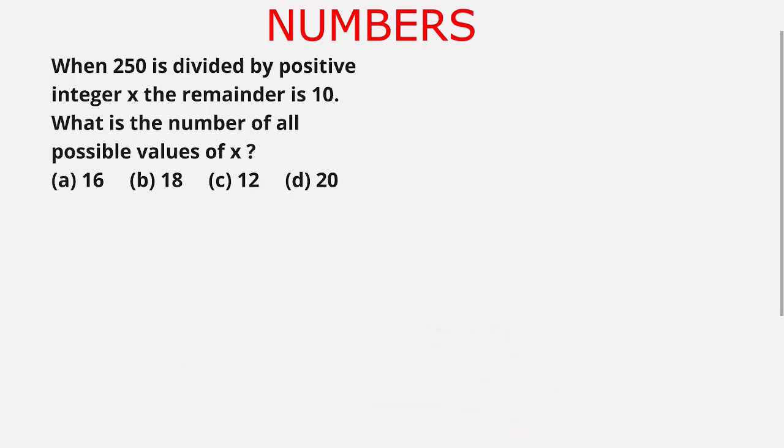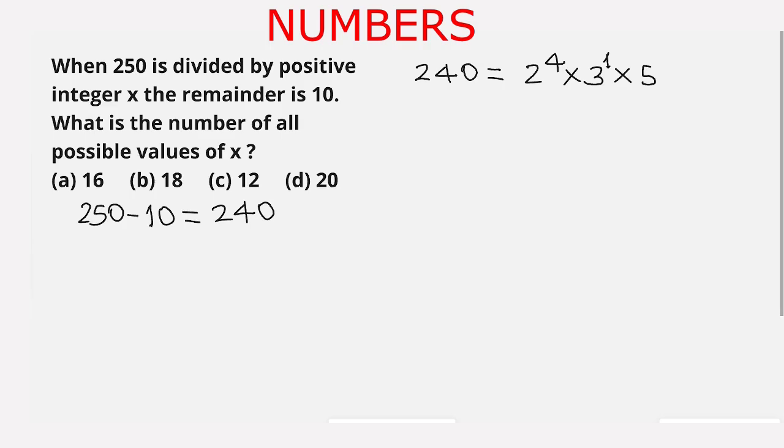When 250 is divided by x, the remainder is 10. It means that 250 minus 10, which is 240, is divisible by x, and as the remainder is 10, it means that x is greater than 10. Now we will find all the factors of 240. The prime factors of 240 are 2 to the power 4 multiplied by 3 to the power 1 multiplied by 5 to the power 1.